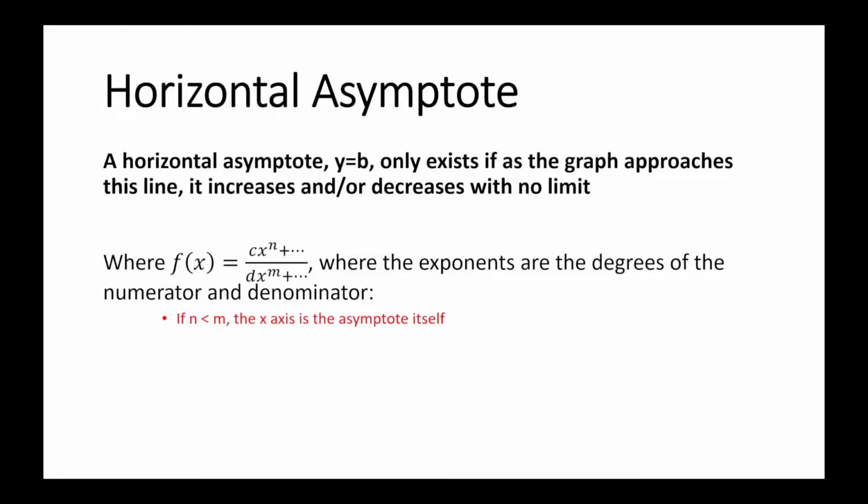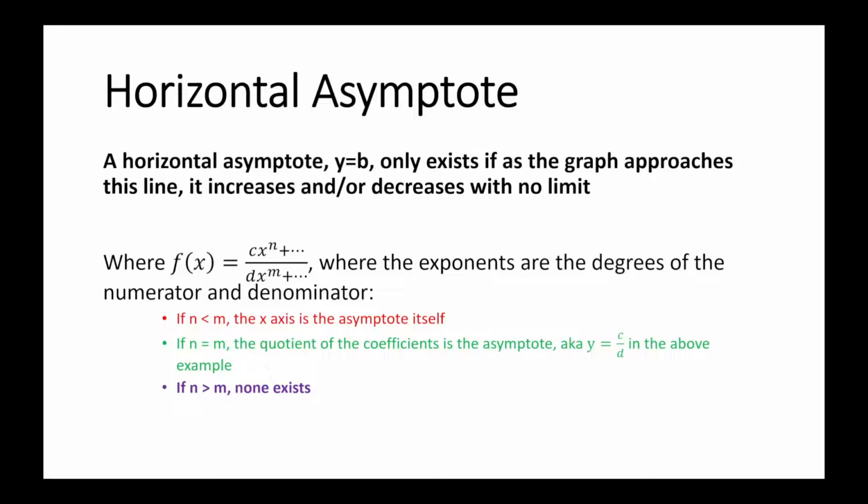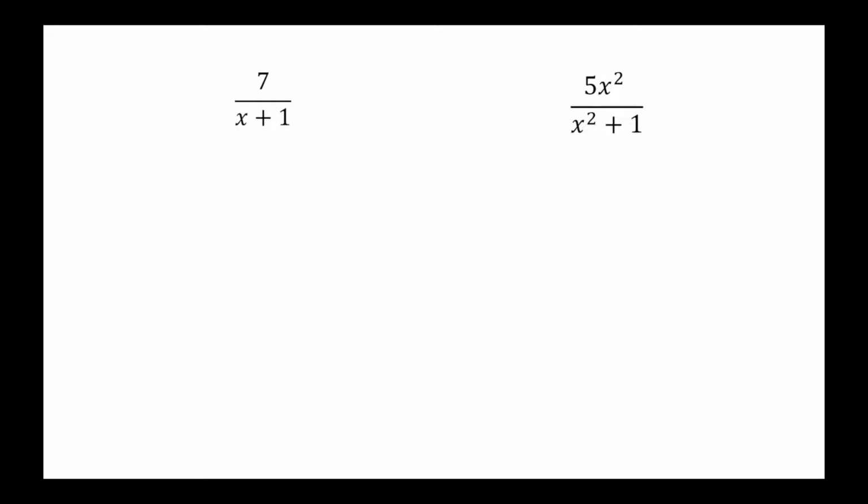So we have to compare n and m, the exponents, specifically the degree, the one that applies to the numerator and the denominator, in order to determine just what the horizontal asymptote is. If n is less than m, the x-axis is the asymptote. If n is equal to m, then we have to divide the two coefficients, which in this case are c and d. These are, again, the coefficients that correspond to the degrees of the numerator and the denominator. However, if n is greater than m, then there is no horizontal asymptote at all. So let's actually go ahead and apply these in some examples.